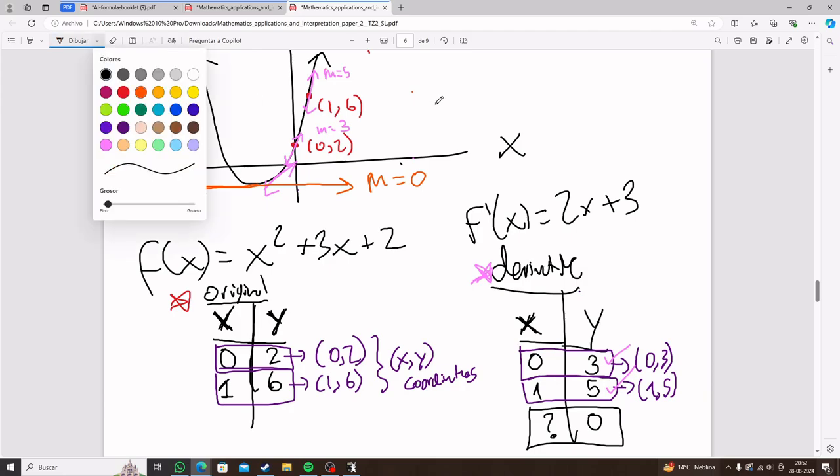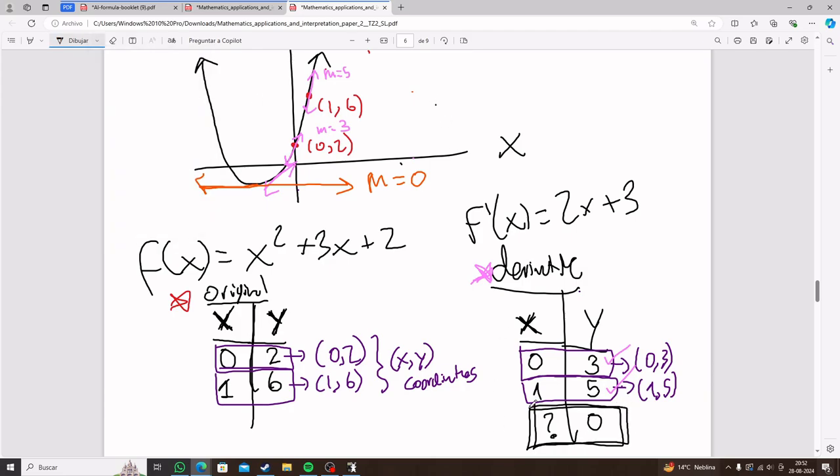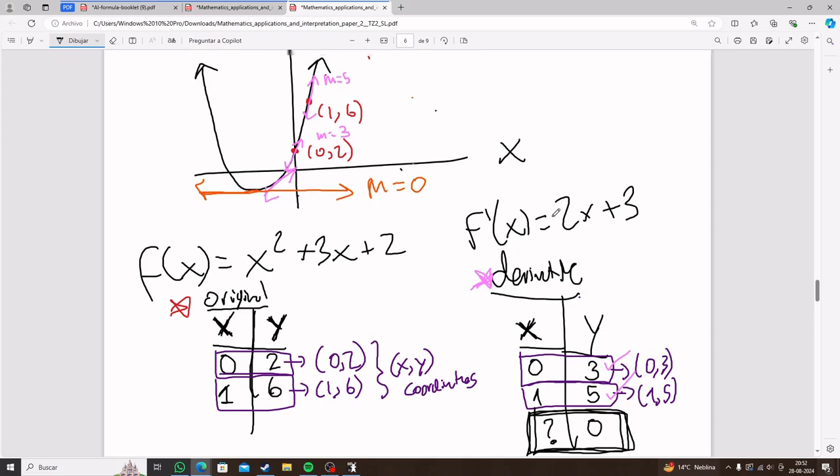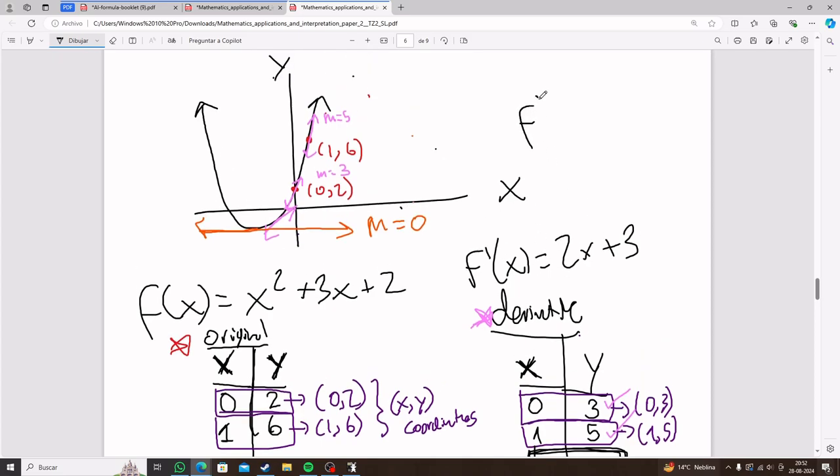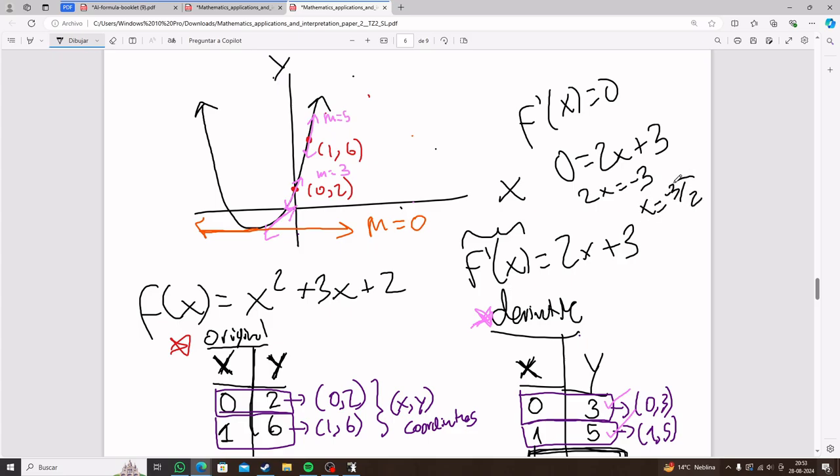And so if you plug this into your derivative function, you're saying, when my slope is 0, what is my x? And even in this same example, this y, when my slope is 0, what is x? So 0 equals 2x plus 3. That means that 2x equals negative 3. X equals negative 3 divided by 2.